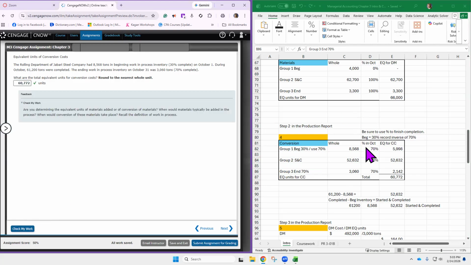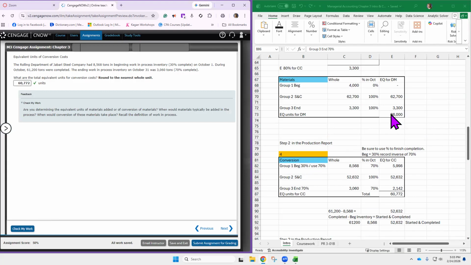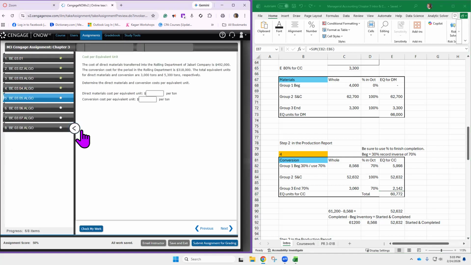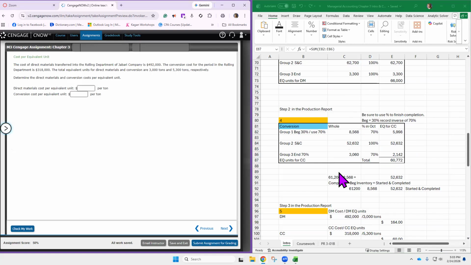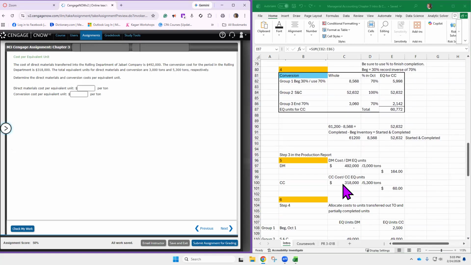Okay, so that's different. That's a different number, right? Because our equivalent units for direct materials was 66,000, and now our equivalent units for conversion costs are 60,772. Okay, powering through.